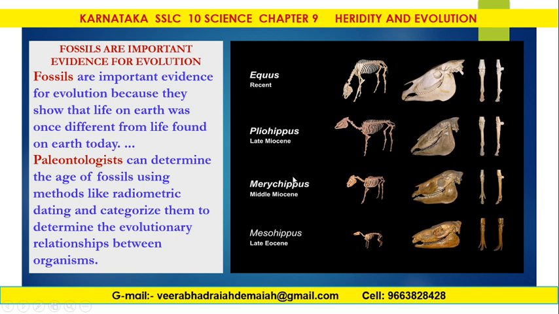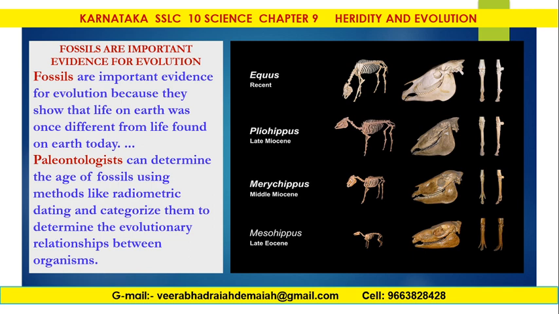Fossils are also important evidence for evolution. Fossils are important evidence for evolution because they show that life on Earth was once different from life found on Earth today. Paleontologists can determine the age of the fossils using methods like radiometric dating and categorize them to determine the evolutionary relationships between organisms. Here you can see the evidence for the evolution in these fossils.